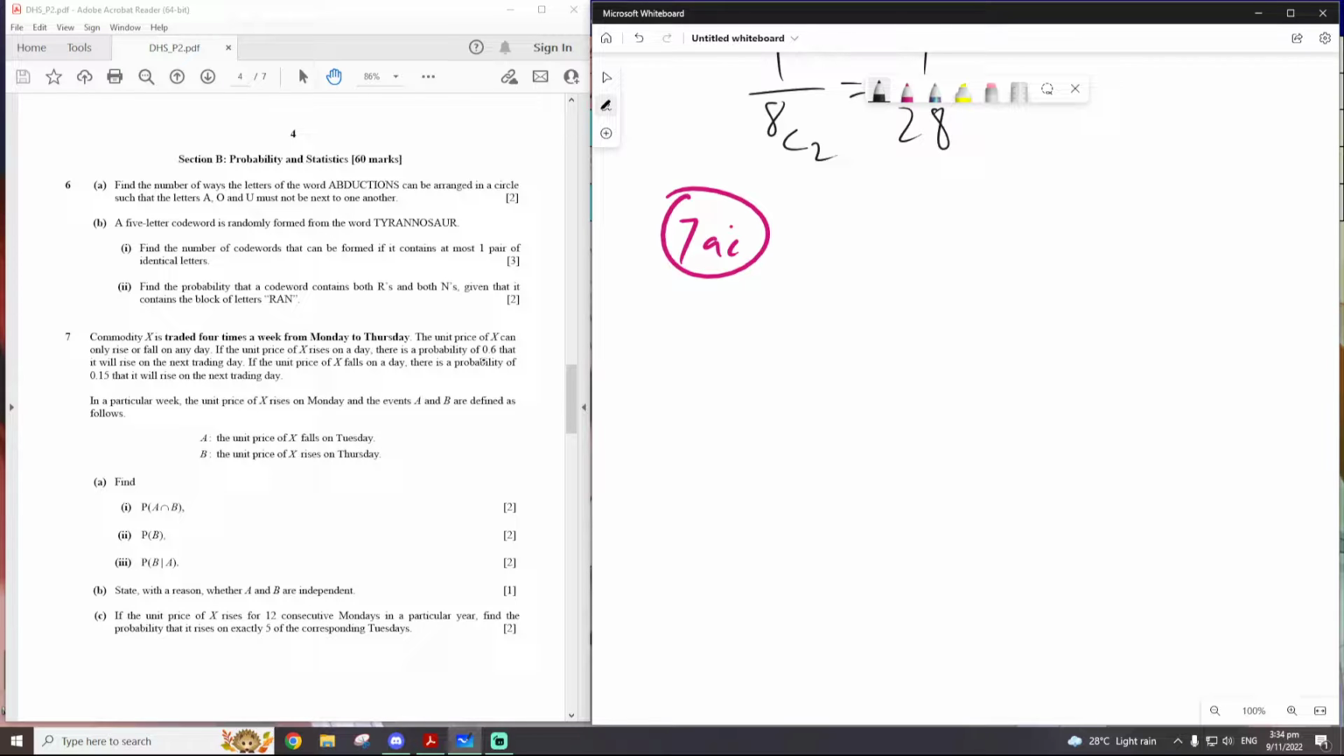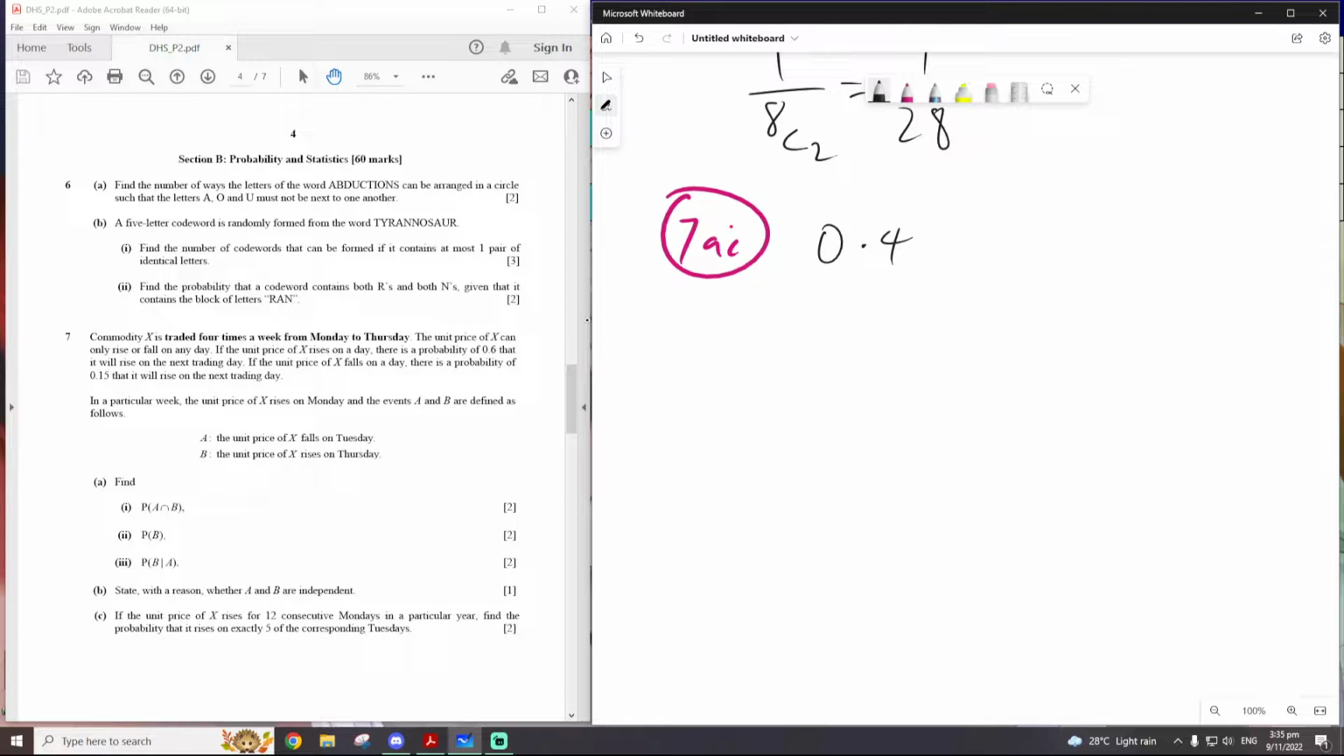Oh, I didn't write down my working for this. So there's a probability of 0.6 that it will rise on the next trading day. So if it falls, that means it's 1 minus 0.6, right? So the first thing to write down is 0.4. Then, because on Monday it rises, the probability it falls on Tuesday is 0.4. Now, if it falls on a day, the probability that it will rise on the next day is 0.15.